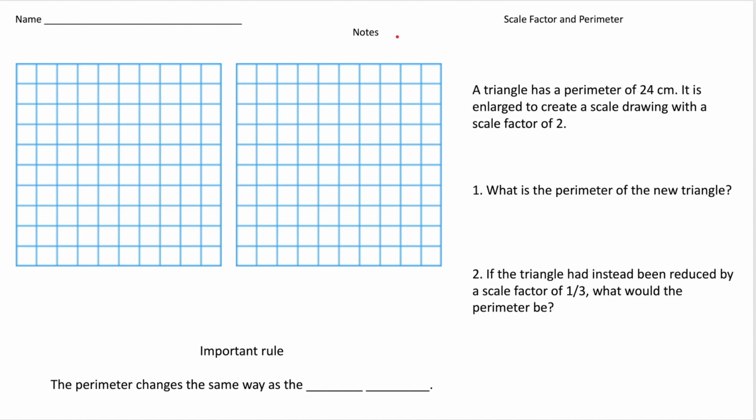Again, we're talking about scale factor and perimeter. And remember, perimeter is the distance around a shape, right? It's a distance, not the area. So don't confuse area with perimeter. Perimeter is the distance around.